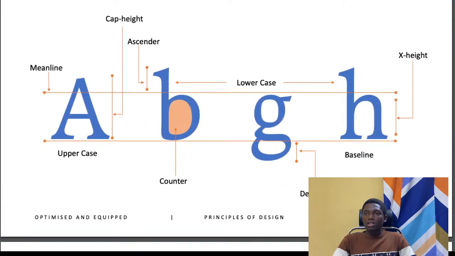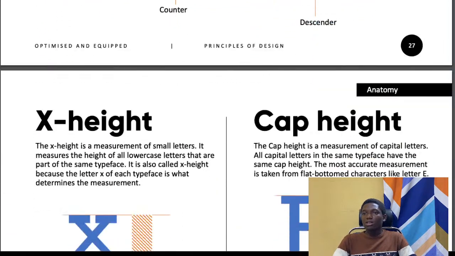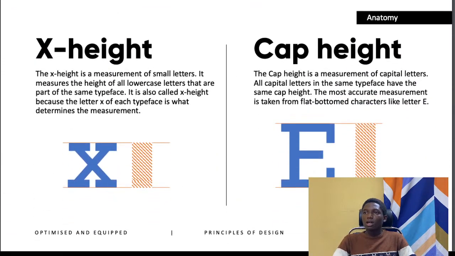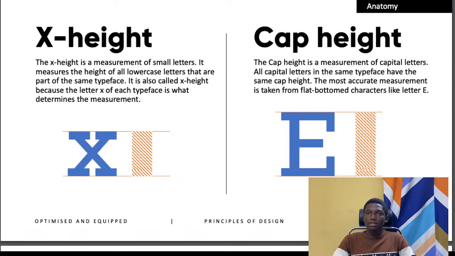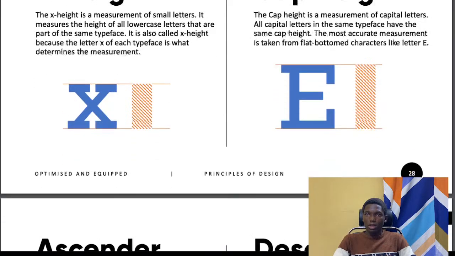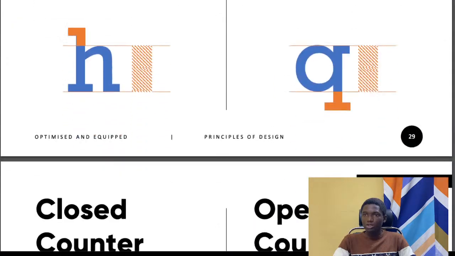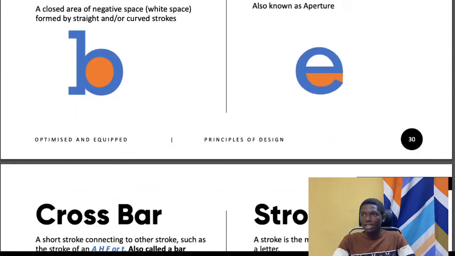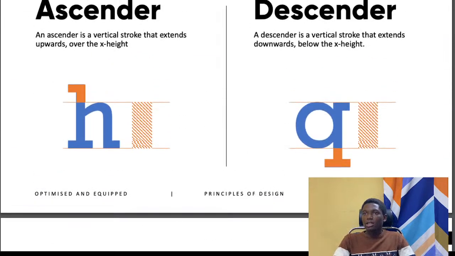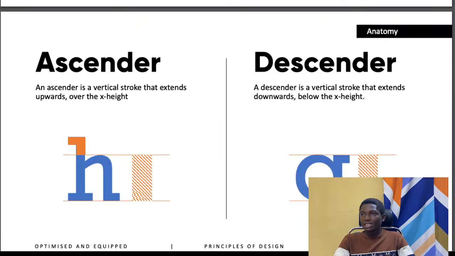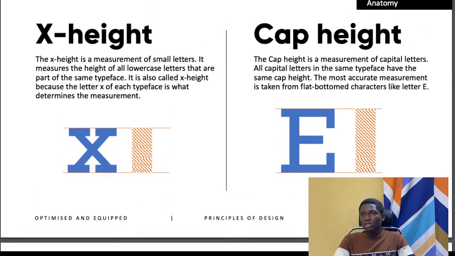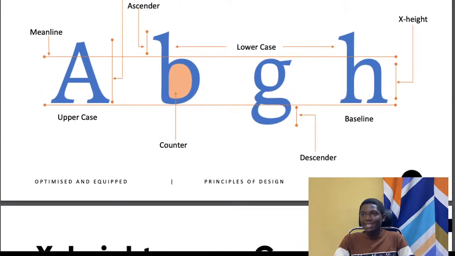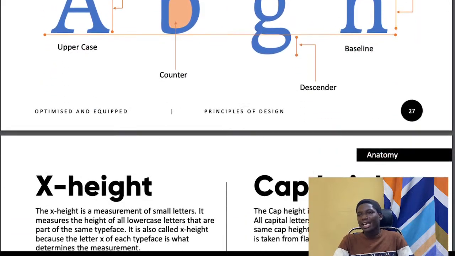We are going to be talking about this anatomy part. They are not necessary parts of the terminologies that we need to learn, but let us learn it. Then we are going to start with the first anatomy. The first anatomy deals with the x height.